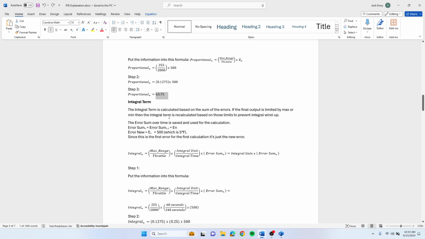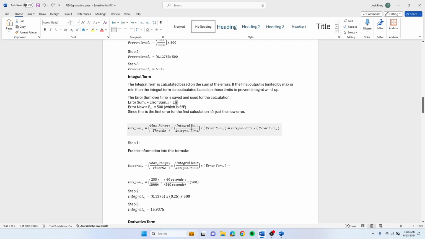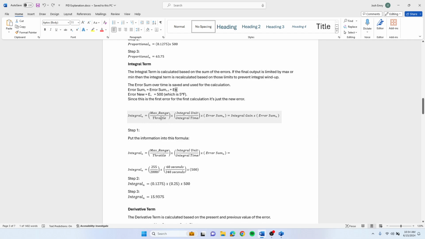The integral term is calculated based on the sum of the errors. So our error sum equals all the sums of our previous errors plus our current. Well, in our case, we didn't have any other ones. This is our first one. So we're going to say our first error is 500 because it's our first reading. We're 500 off or 5 degrees. So we just plug that stuff in.